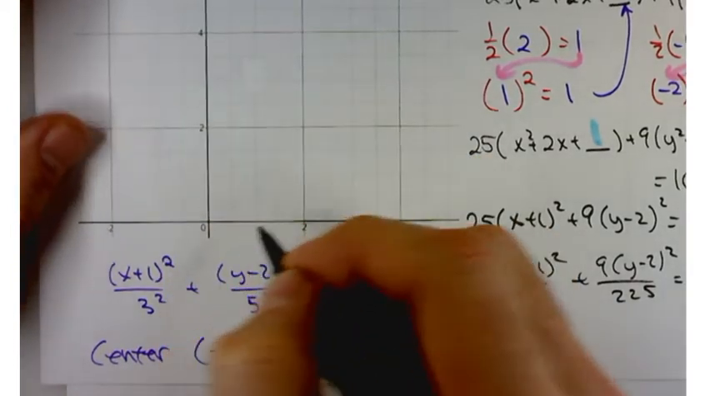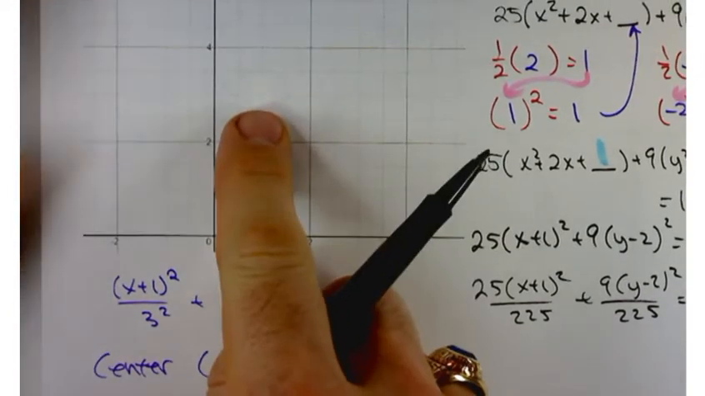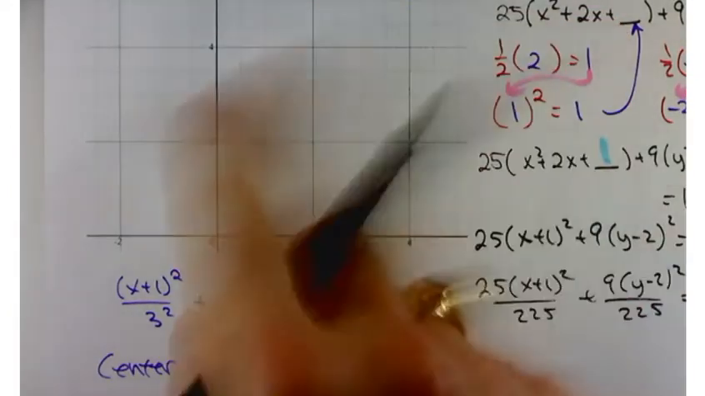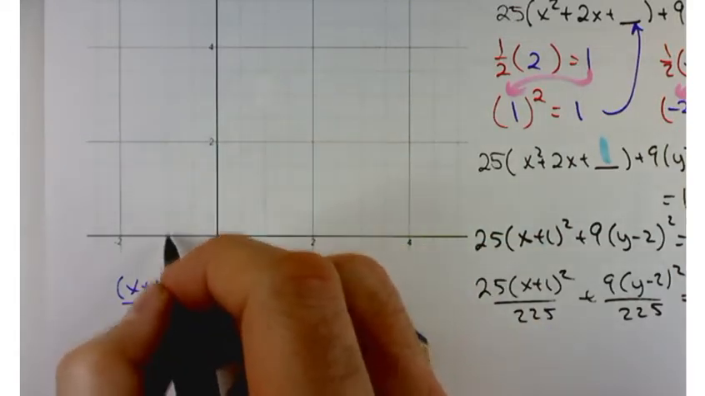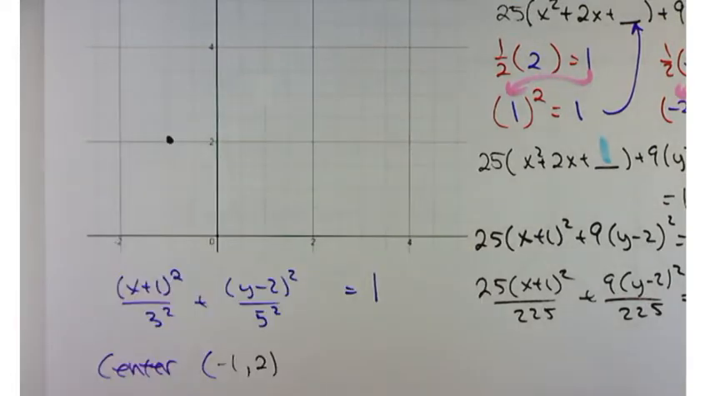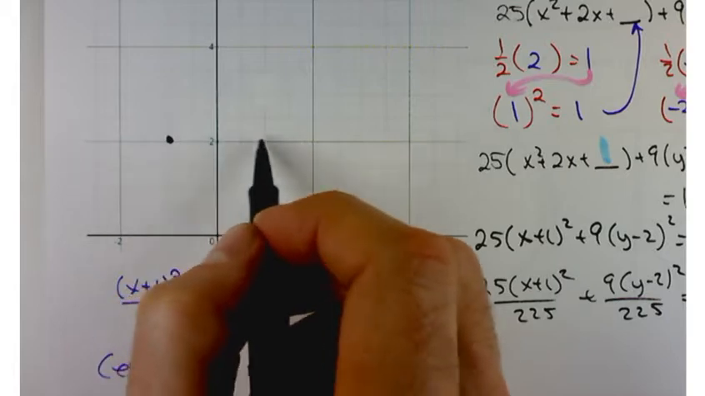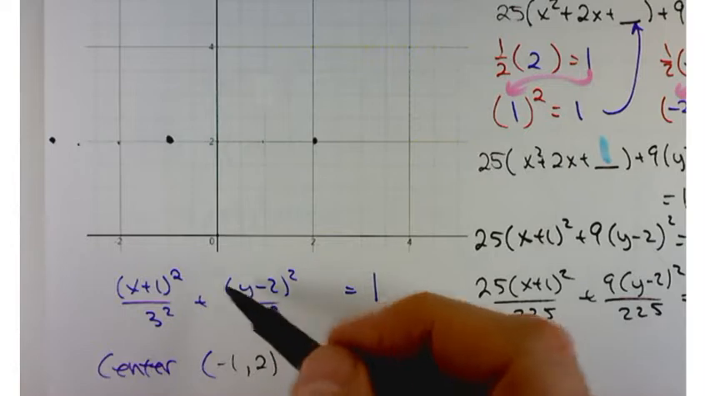Let's graph that. -1 and 2. I don't think this was problem 26. I just assumed it was, so maybe it wasn't. So -1 and 2 is up here. Now let's take a look at the graph. For the graph, I need to move a distance of 3 left and right. So 1, 2, 3, 1, 2, 3, and then up 5 and down 5.